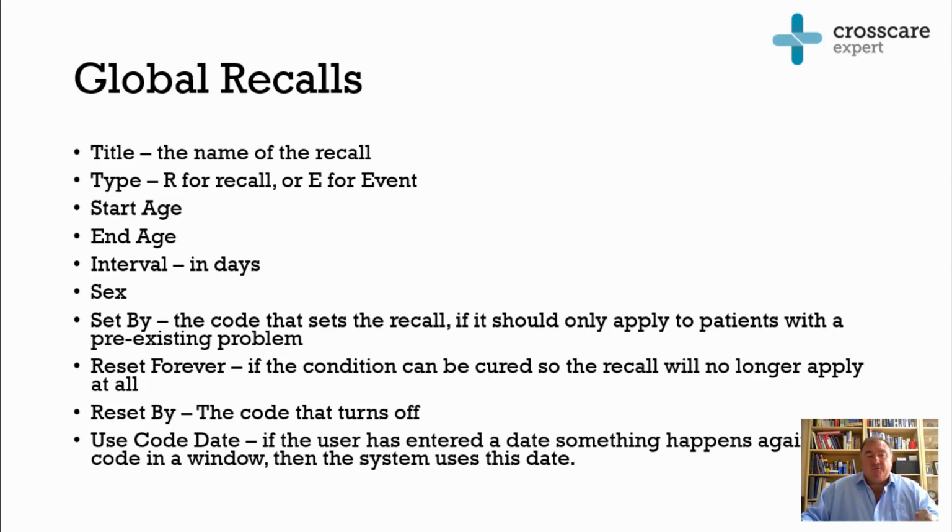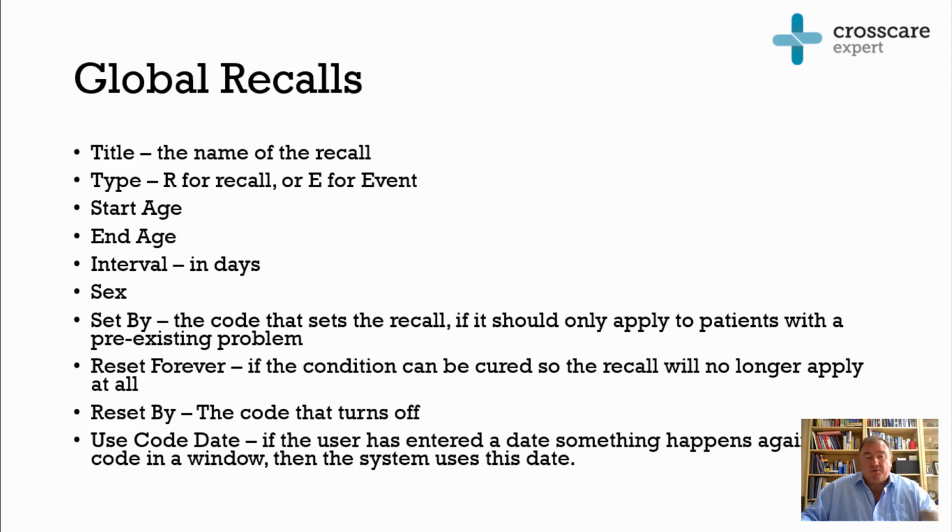Set by gives you the code that sets the recall, so you enter a code that sets off the recall. So if I want to recall people for an asthma review, they must have asthma in their record first for the recall to apply. So my set by code would be a diagnosis of asthma, for example. Reset forever is a code that you can put in that will turn the recall off completely, permanently.